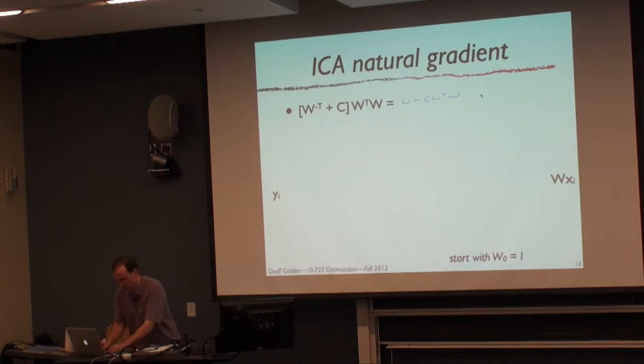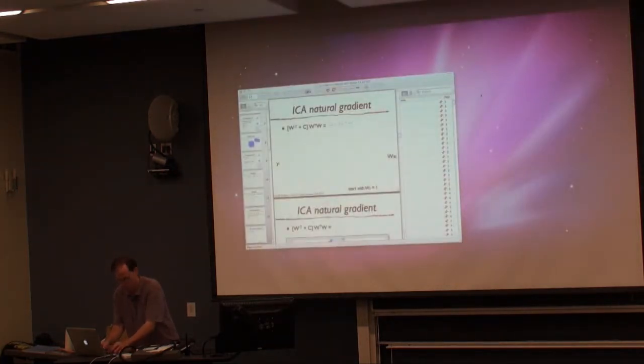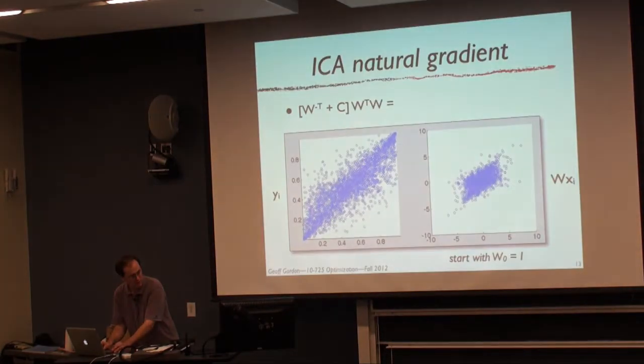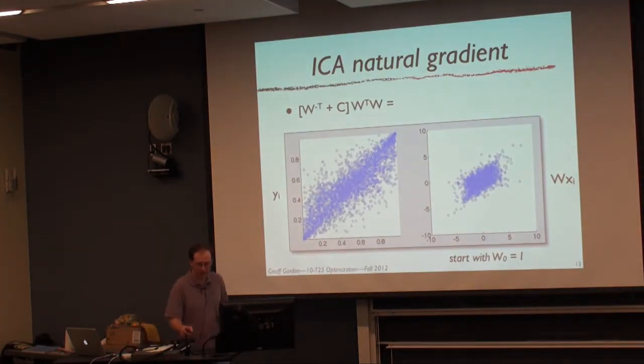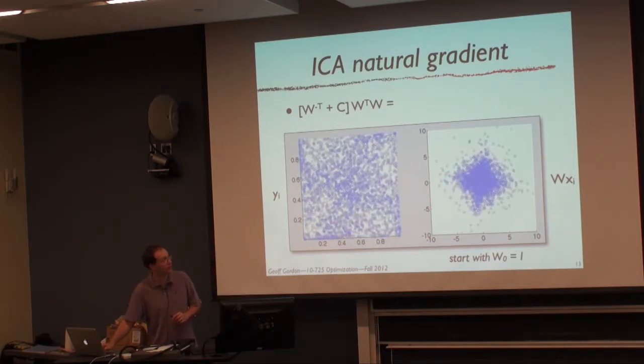And let's actually just show you what this looks like. So here I have, this is W times xi right here, right? And I started with W equal to the identity, so this is actually also just xi right here. And this is yi, which is g of W xi. Right? And what I'm going to show is an animation that shows how this changes as we make the natural gradient updates. And so it looks like this.